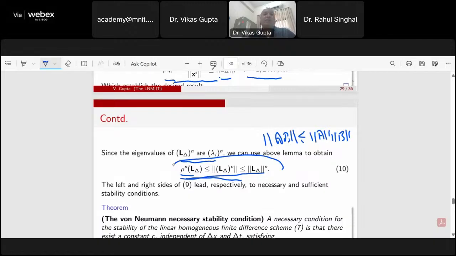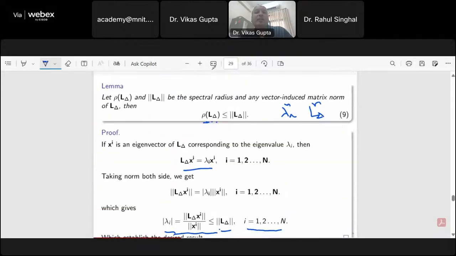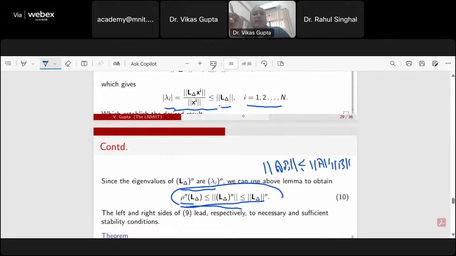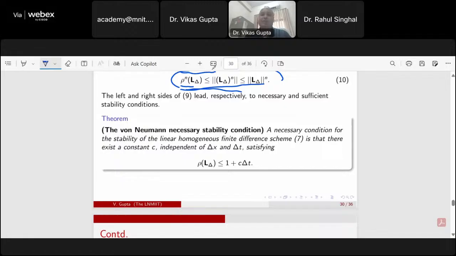So look at this equation, the left and right sides of equation number 9. Here the left side gives you the necessary condition for the stability of a finite difference scheme, and the right hand side gives the sufficient condition for the stability of the finite difference scheme. The necessary stability condition is also known as the von Neumann necessary stability condition for a finite difference scheme.